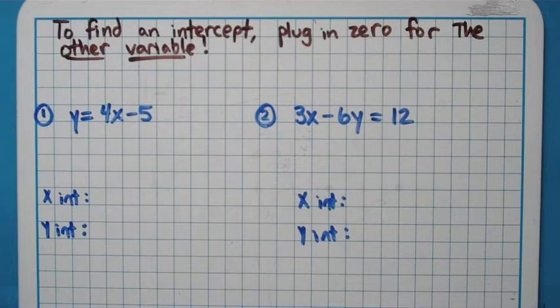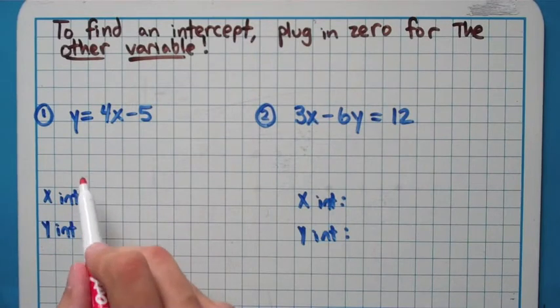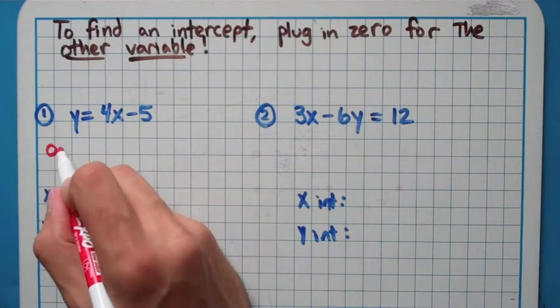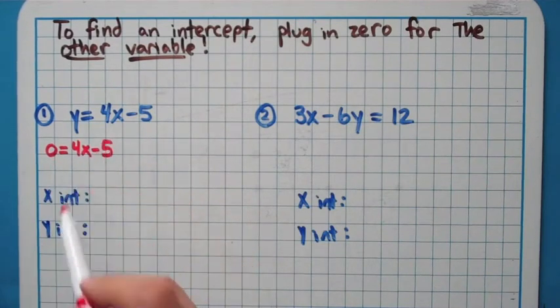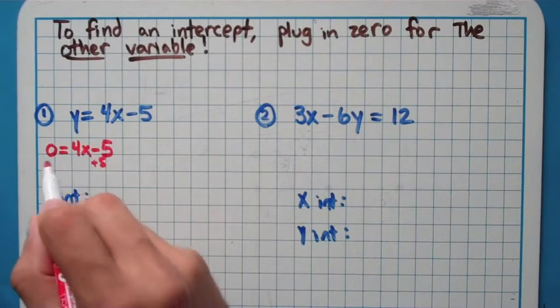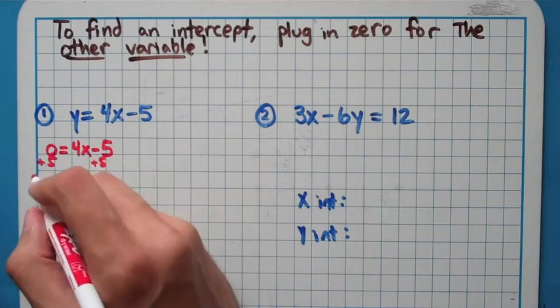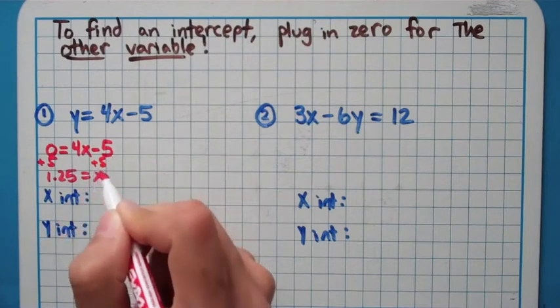So, if they give you an equation like right here, and they ask for the x-intercept, that means I plug in a 0 for y. So I'm going to do that in red right here. I get 0 equals 4x minus 5. And my job is to solve that equation. Just get x by itself. So I add a 5. 5 equals 4x, and I divide by 4. I'll end up getting 1.25 for x.